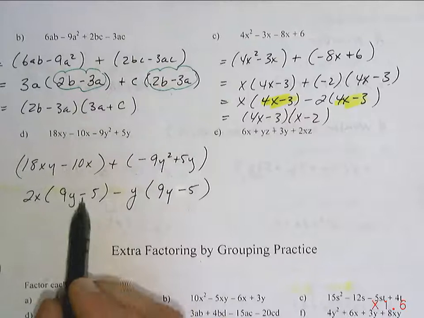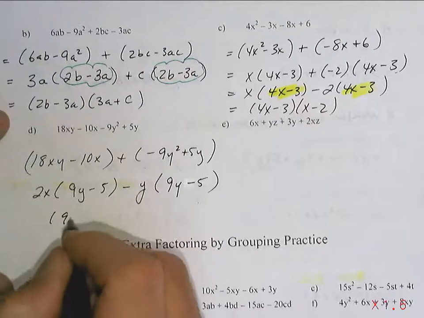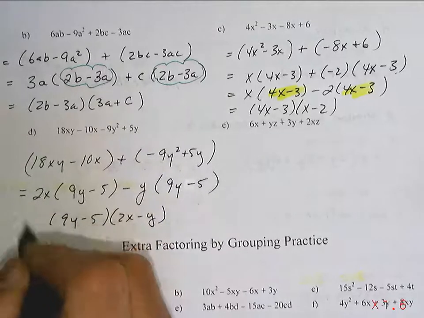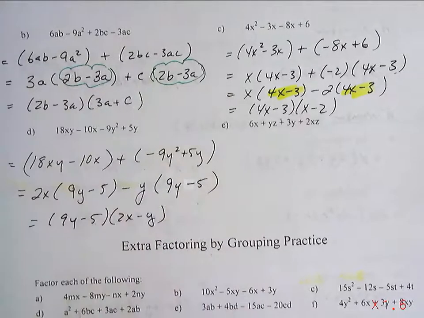Do you see what? I know, you know the song. Okay, so it's 9y minus 5, and it's 2x minus y. Woohoo!